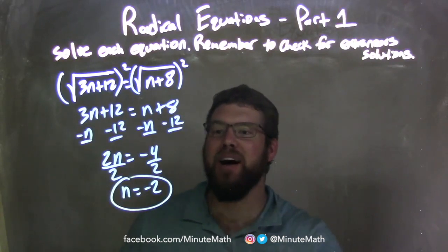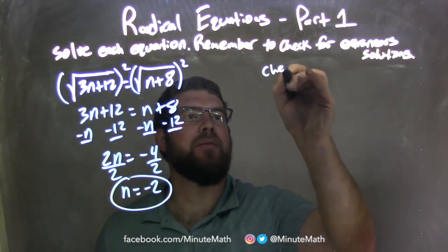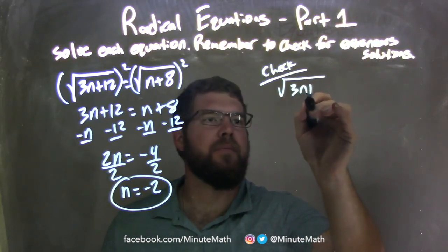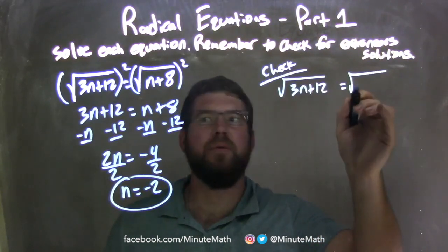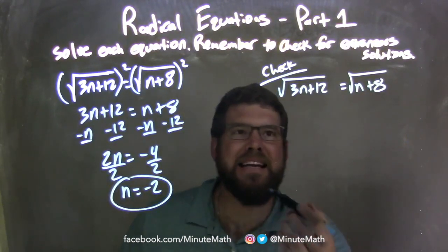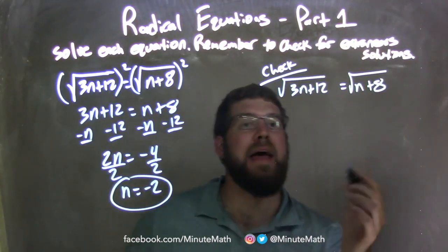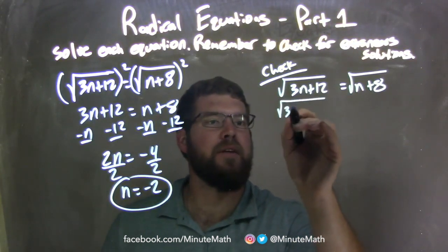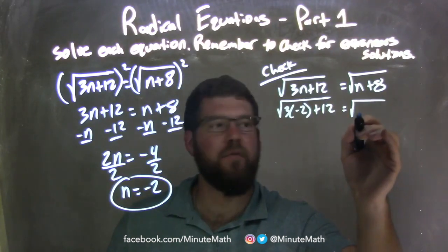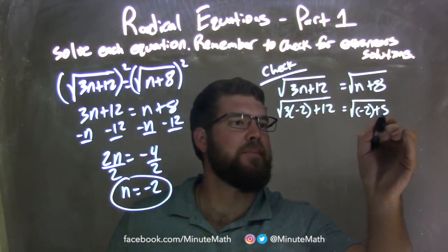So now I need to check my work. I'm going to check it right here. So I'm going to rewrite my equation, square root of 3n plus 12 equals the square root of n plus 8. Okay, square root, square root. So now I'm going to plug in negative 2 in for both n's. So we have square root of 3 times negative 2 plus 12 equals square root of negative 2 plus 8.